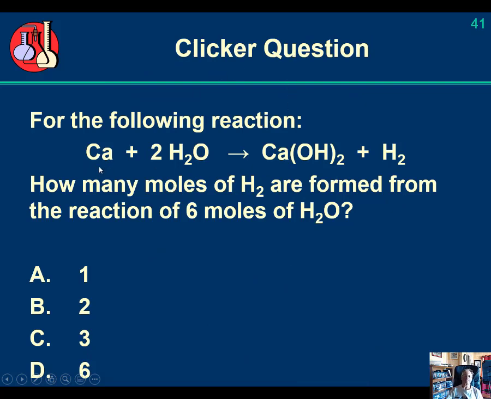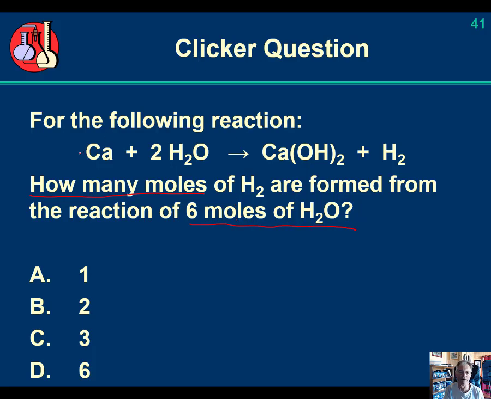For the following reaction, calcium plus 2 moles of water make calcium hydroxide and hydrogen gas. And it's asking how many moles of H2 are formed from the reaction of 6 moles of H2O. Here's the deal. You're given moles and you're asked for moles. Your X factor is moles. And you are given moles of water. So there's no need to convert grams to moles. You don't need Avogadro's number. It's just a one-step conversion using the mole to mole ratio.